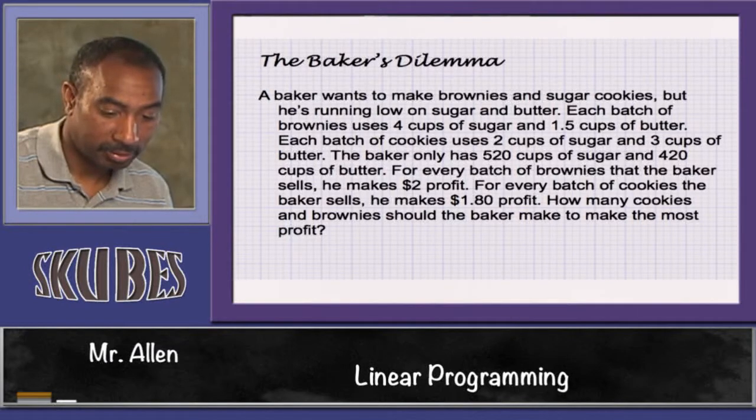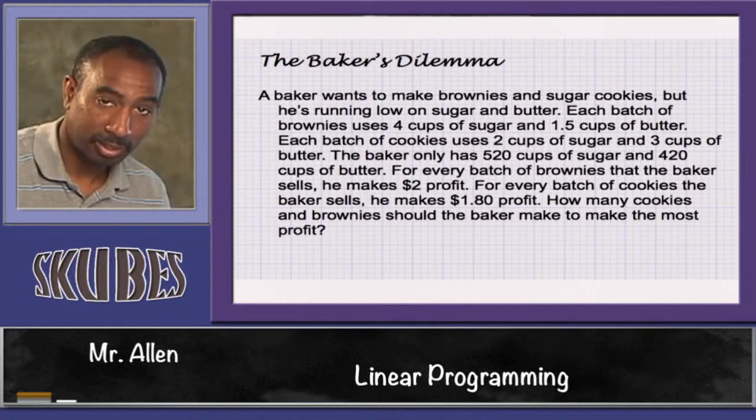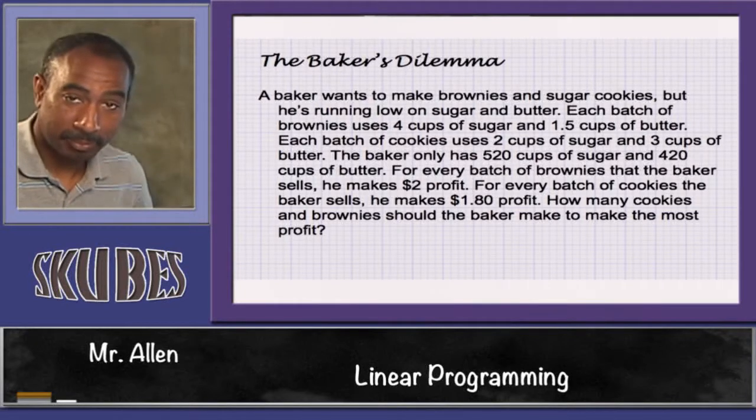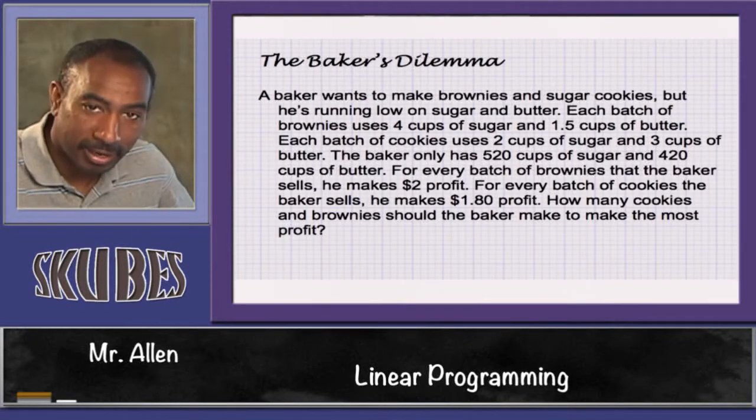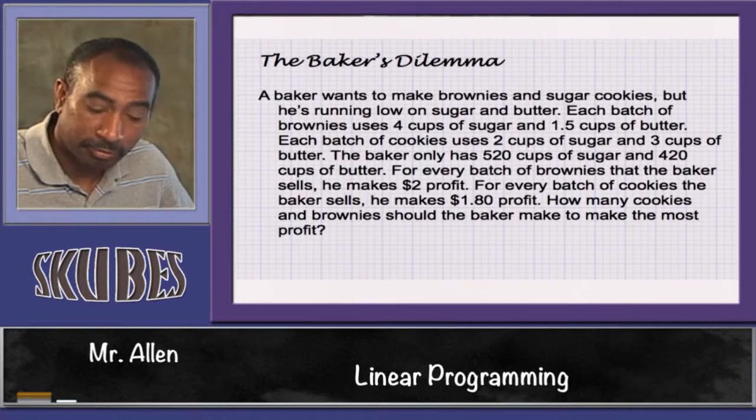For every batch of brownies that the baker sells, he makes $2 profit. For every batch of cookies the baker sells, he makes $1.80 profit. How many cookies and brownies should the baker make to make the most profit? This problem's kind of complicated. You have to use the graphs and use a little algebra to figure this out.